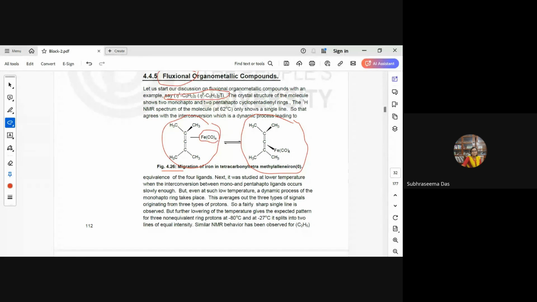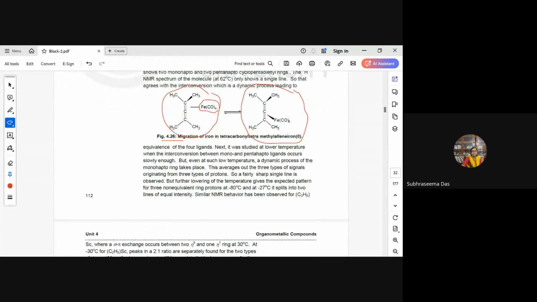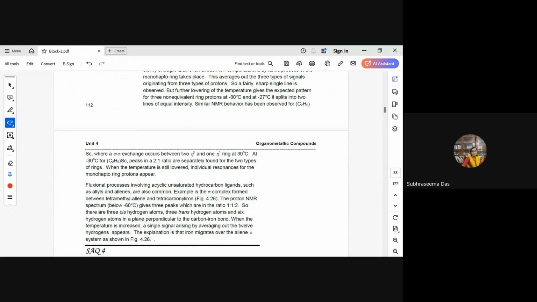This migration of particular atoms or groups is called fluxionality. This whole process is called a fluxional process, and this has also been observed from proton NMR. Fluxionality mostly involves acyclic unsaturated hydrocarbons, and this is a very common phenomenon in allyls and allenes.